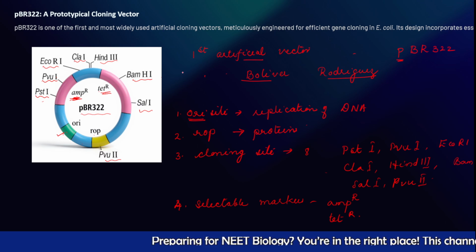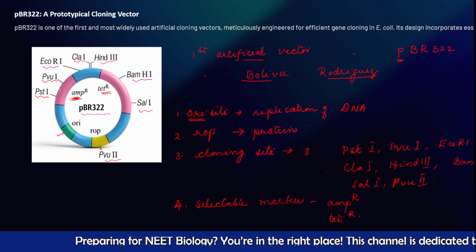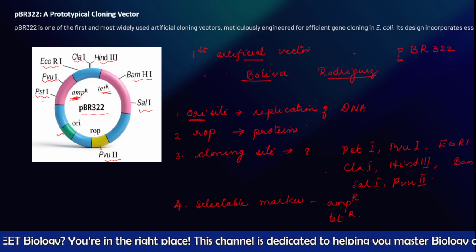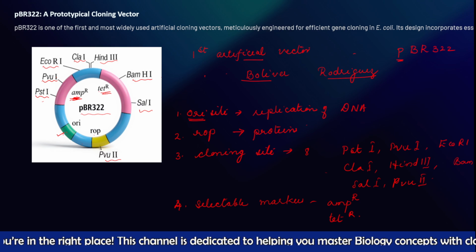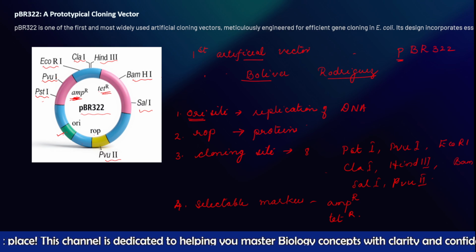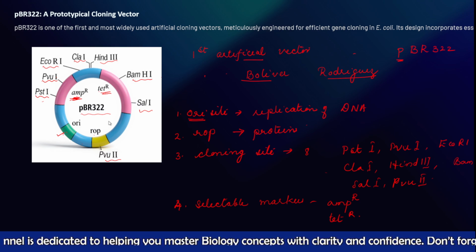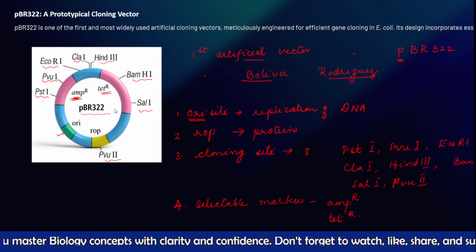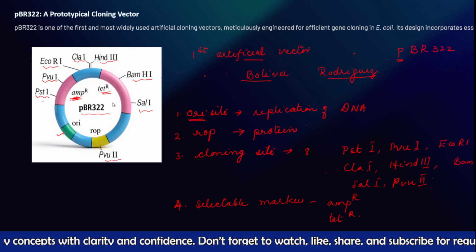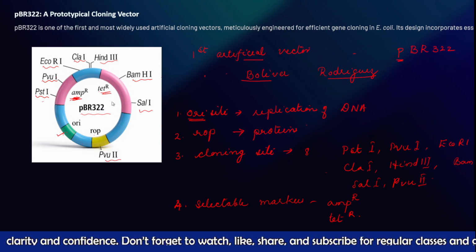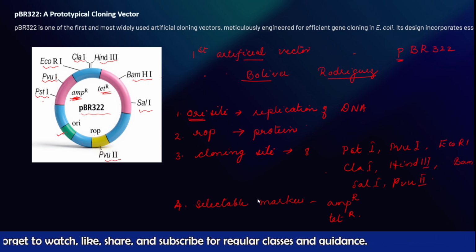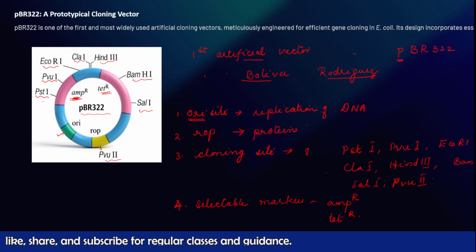So for pBR322, remember all those parts. There is an ori site, ROP site, cloning sites, and the ampicillin resistant gene. They will ask which selectable markers are present in pBR322. What are they? The ampicillin resistant gene and the tetracycline resistant gene. And what is the use of a selectable marker? A selectable marker is used for finding out the transformants from the non-transformants.